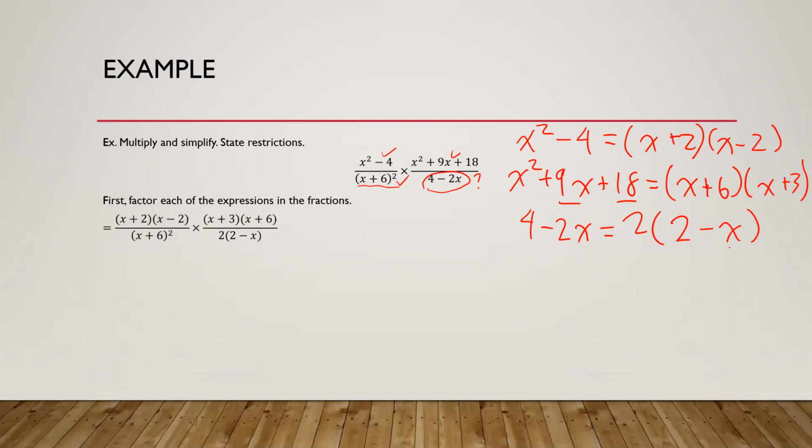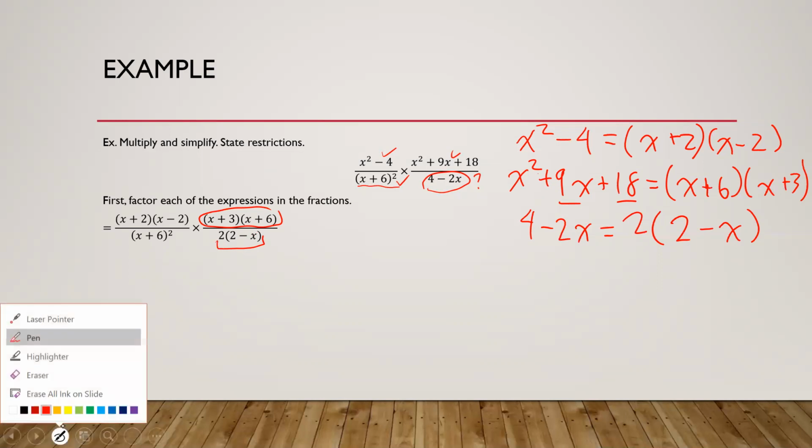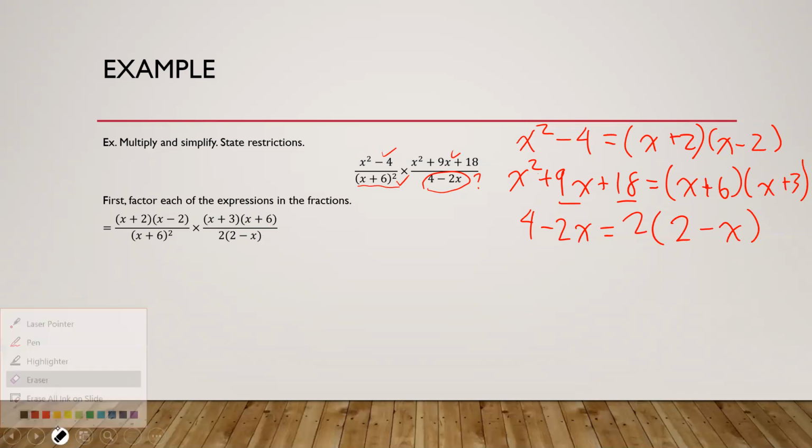So my expressions simplify to (x plus 2) times (x minus 2) over (x plus 6) squared, and the other numerator is (x plus 3) times (x plus 6), divided by 2 times (2 minus x). What do I notice next? I hope I can cancel factors out. It doesn't seem like I can cancel a lot yet, but there is more simplification than you think. First, I noticed that x plus 6 is common in the numerator and the denominator. Now, I don't cancel it out completely.